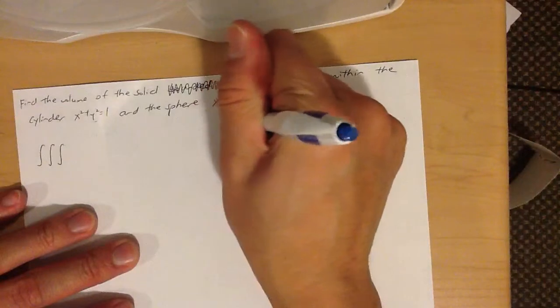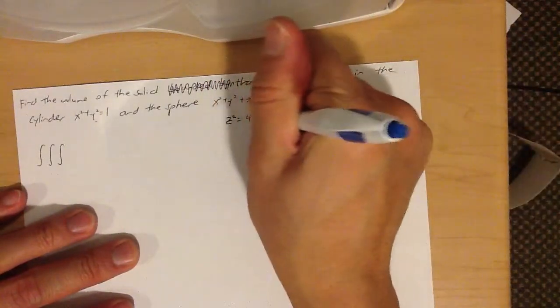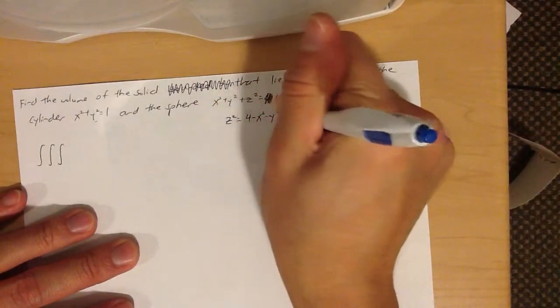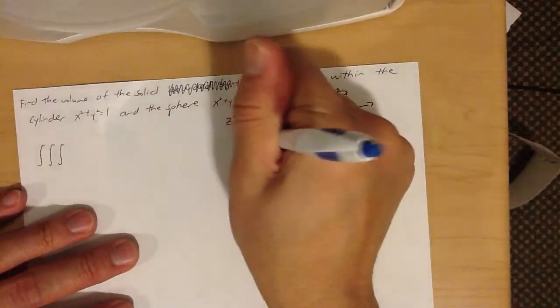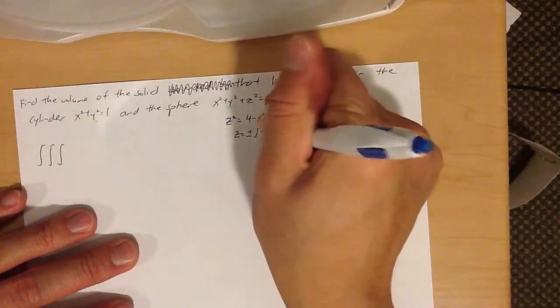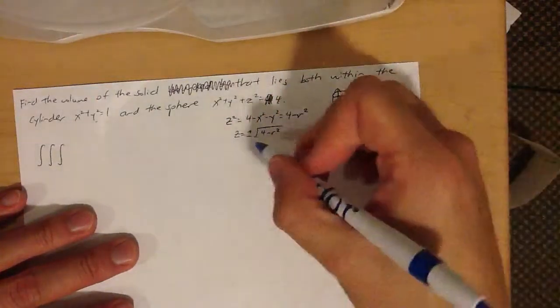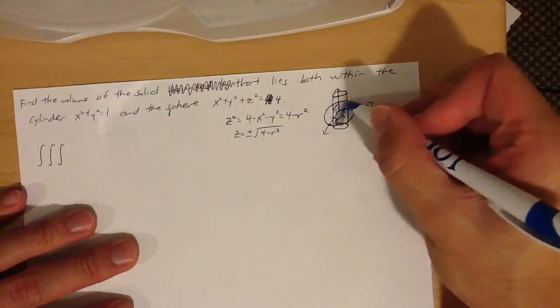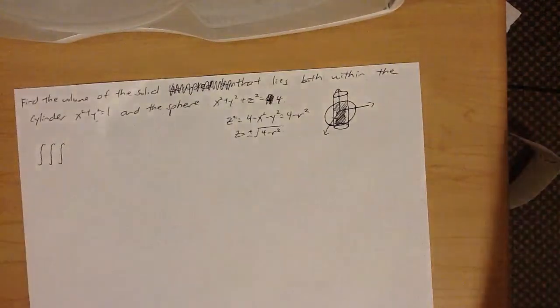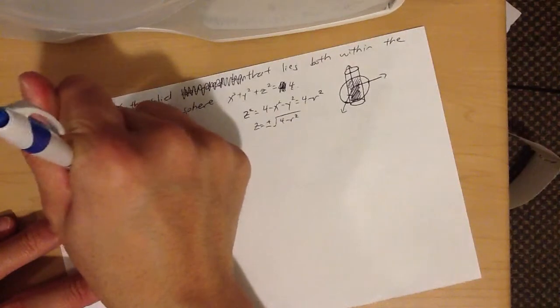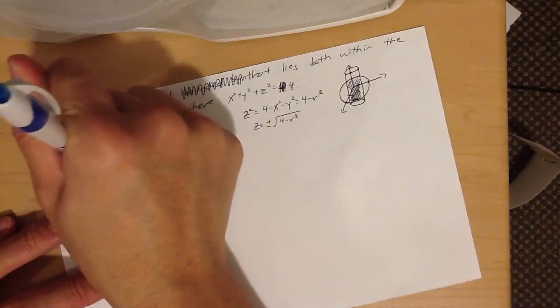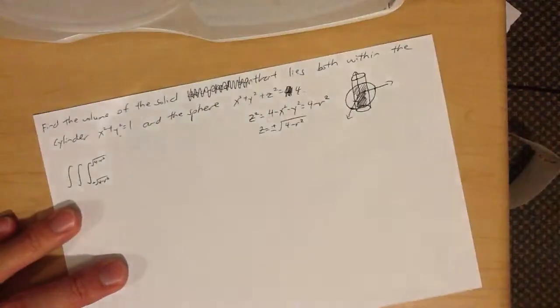Okay. So if you write this as z squared equals 4 minus x squared minus y squared, that's the same as 4 minus r squared. Okay. So z is equal to plus or minus square root of 4 minus r squared. And those are your upper bound and lower bounds of z. So one, boom. Okay. So this is from minus square root of 4 minus r squared to square root of 4 minus r squared.